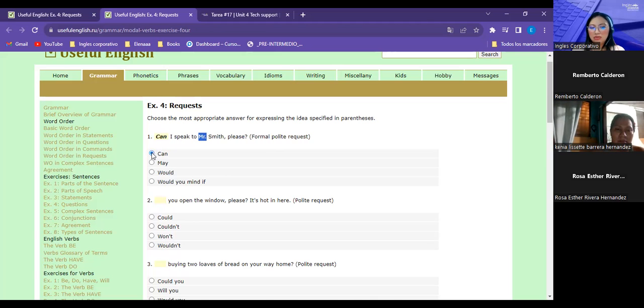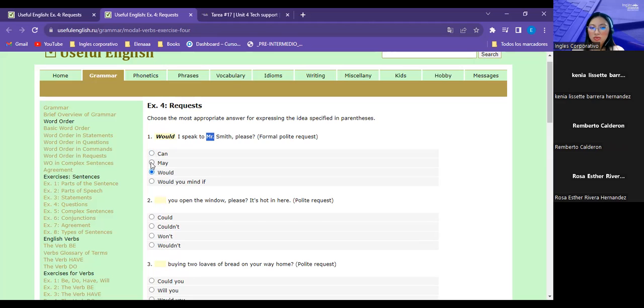So what would you use? Descartemos, vayamos descartando. Can? No. It's not formal. Would? No. Why not? Porque would es 50-50. ¿Puedo hablar con él? No, la única que me queda. Would you mind if? Probablemente. Not really. Which one would you use? No, because you use the ing in the verb. Exactly. Y porque esta, igual es una respuesta afirmativa, pero la formalidad yo ocuparía el may. Acuérdense que hay categorías, hay rango, diría yo. May, it's the only one. Would you mind if? No, no lo ocuparía.